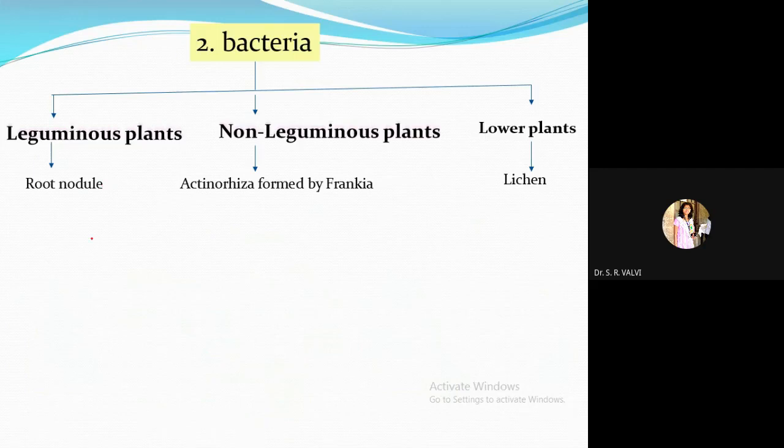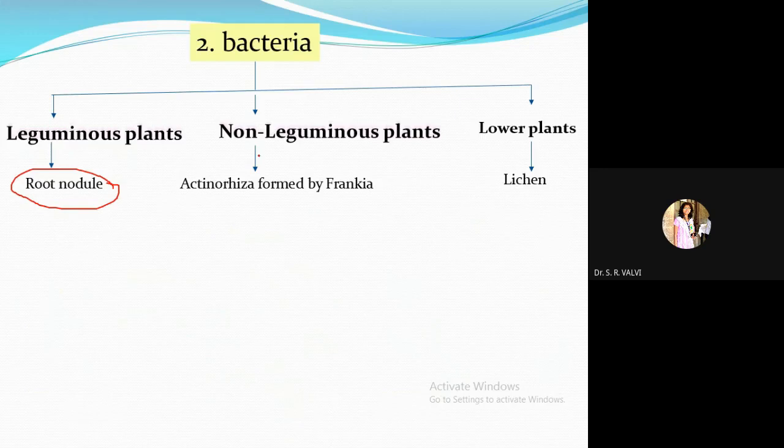bacteria in leguminous plants, root nodule. Okay, so root nodule is the site where nitrogen is going to be fixed. In which kind of plants? In a leguminous plant, root nodule is the site. Root nodule is the place where nitrogen fixation will take place.